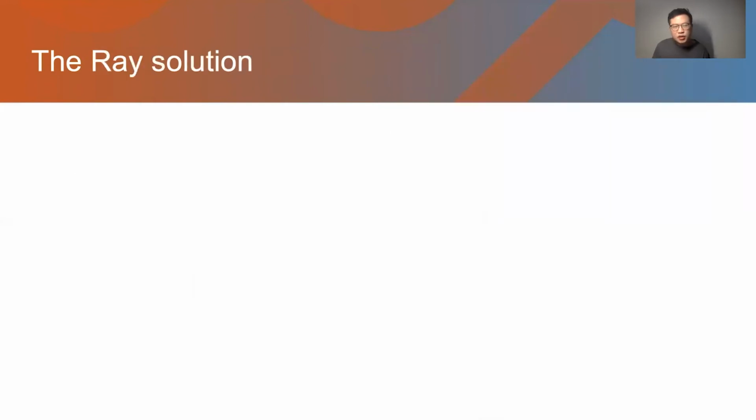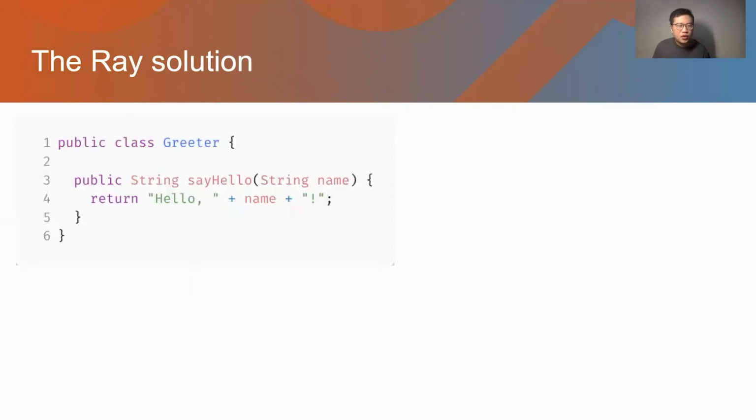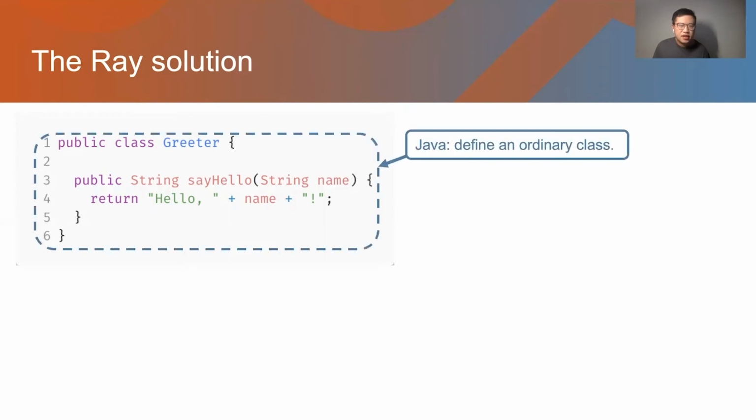And then let's see how we can solve these problems. Let's say we want to implement the same hello world program with Ray. First, on the Java side, we have a Greeter class. It has only one method called sayHello. It's very simple. It's like an ordinary Java class.